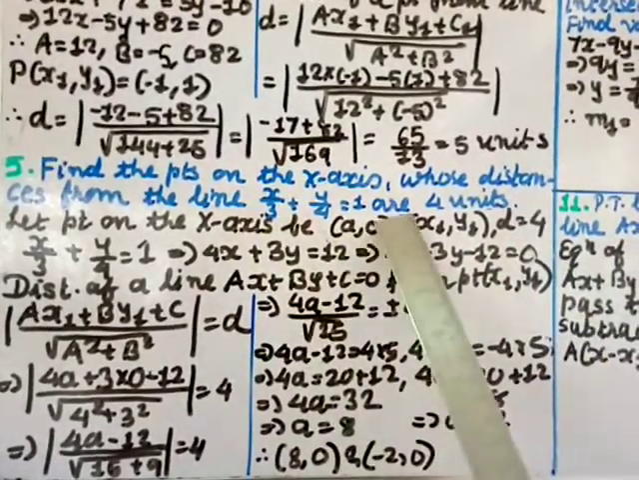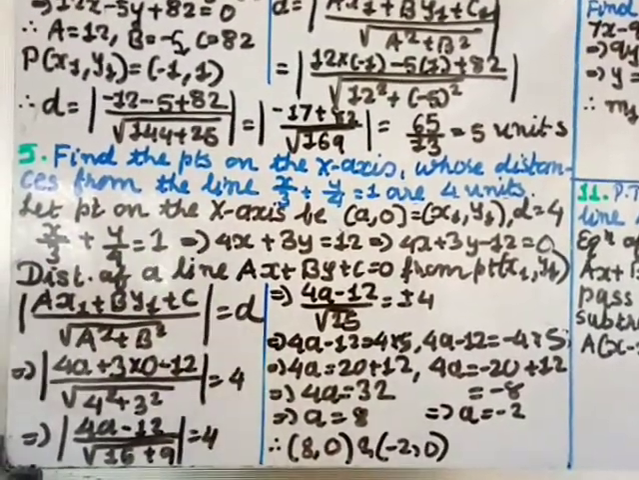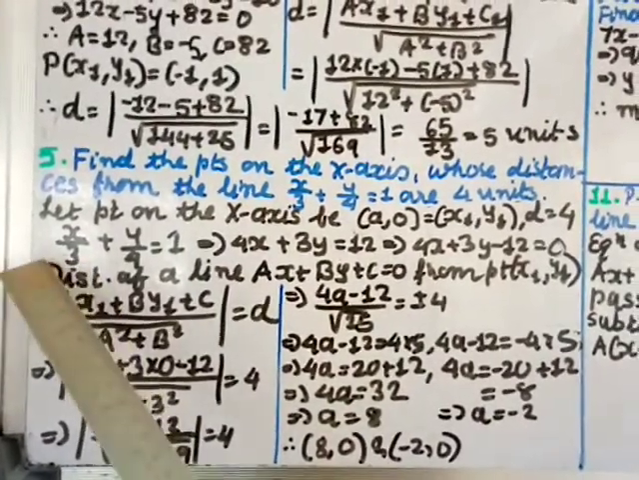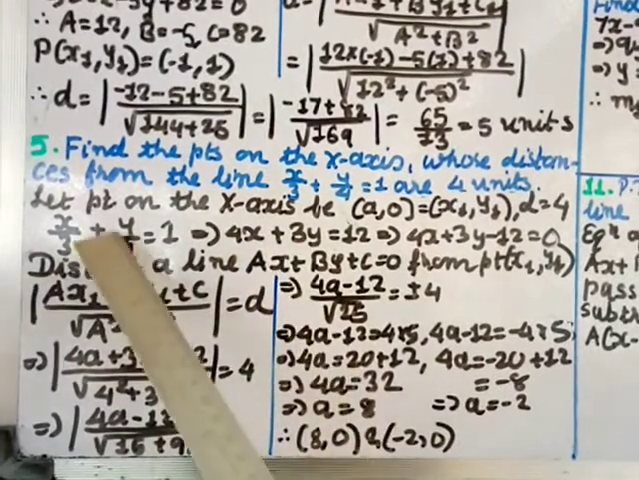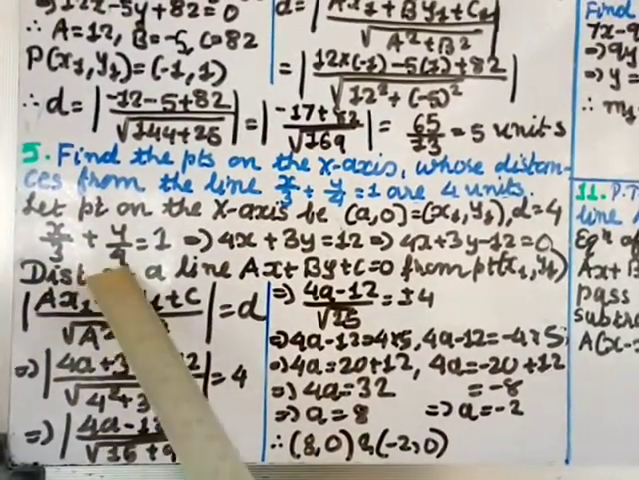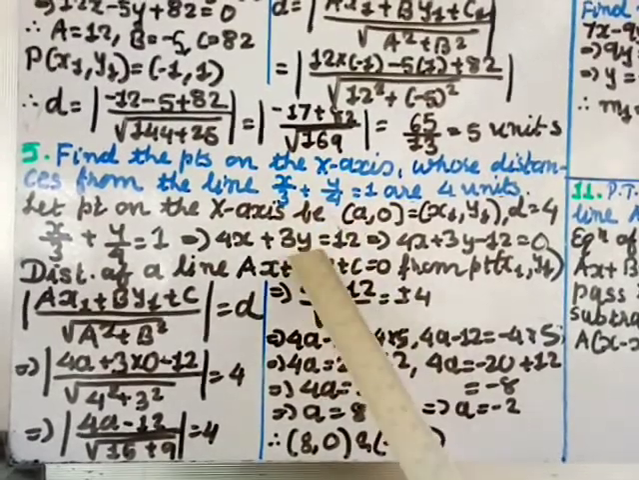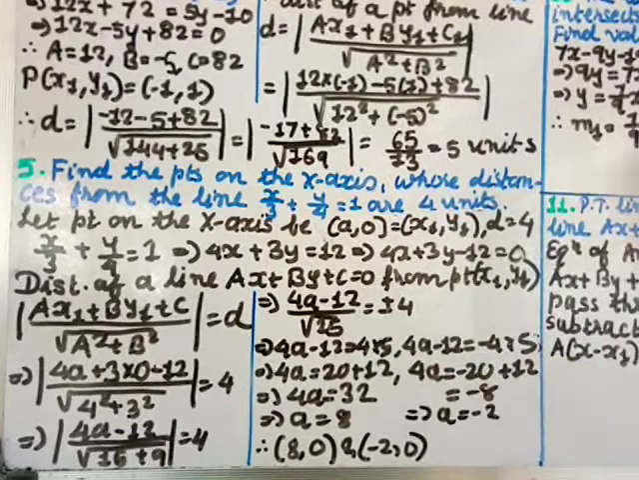The equation of the line is x/3 + y/4 = 1. As I said, this has to be in the standard form, that is ax + by + c = 0. So I'll take the LCM, which is 12. Here multiply by 4x plus here 3y. The LCM is 12, I multiply it with 1, so you get 12, and this 12 you transfer over here. So this equation will be 4x + 3y - 12 = 0.